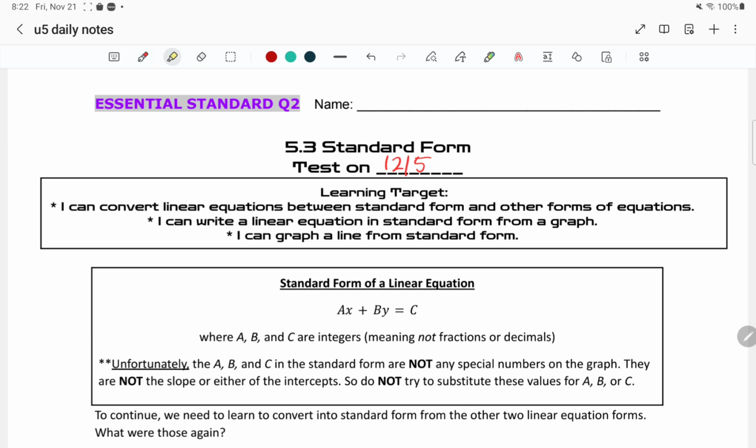And then let's highlight the learning targets. Every lesson that we have done has just been talking about another form of a linear equation. Today is standard form. So we're going to be reviewing going from standard form to slope-intercept form, y equals mx plus b. And then we're going to be going from a graph to an equation, and an equation to a graph. And those equations will be in standard form.